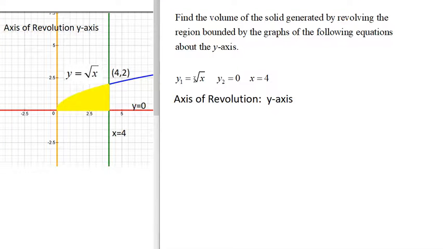We have a region bounded by these graphs, and we want to take this bounded region and revolve it about the y-axis and then find the volume of the solid of revolution. So this is the graph for y equal to the square root of x. This is the line y equal to 0. This is the vertical line x equal to 4. And this is the axis of revolution, which is the y-axis or the line x equal to 0.